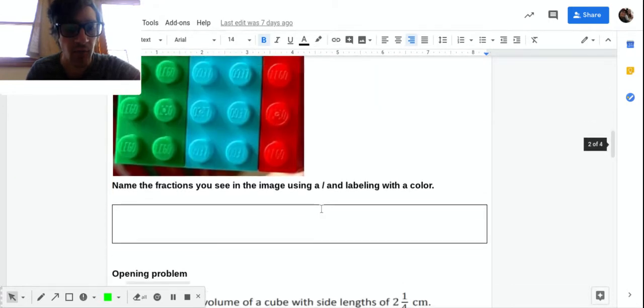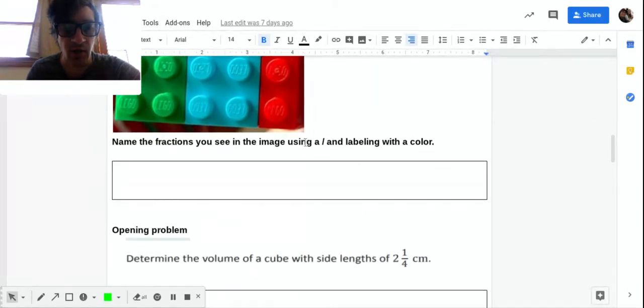All right, moving on. Okay, fractions, again, another reminder, put that slash in there. Make sure you're labeling it with a color. It does not help me if you say there are 2 reds. I know there are 2 reds. I can count, you can count. Tell me the fraction for the whole shape.